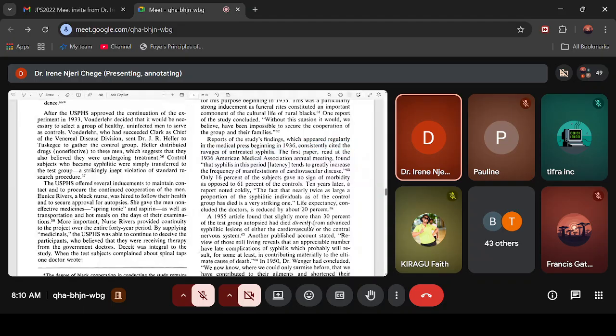Now, 10 years later, a report noted coldly the fact that nearly twice as large a population of the syphilitic individuals as the control had died. Remember, there was a control of 200 who didn't have the disease, and 400 who had the disease. So twice the number of those who had the disease had died. Was very striking. Obviously, the treatment is not working, but you're still continuing. They have shown that this disease had reduced the life expectancy by 20%, but they still continued with the treatment.